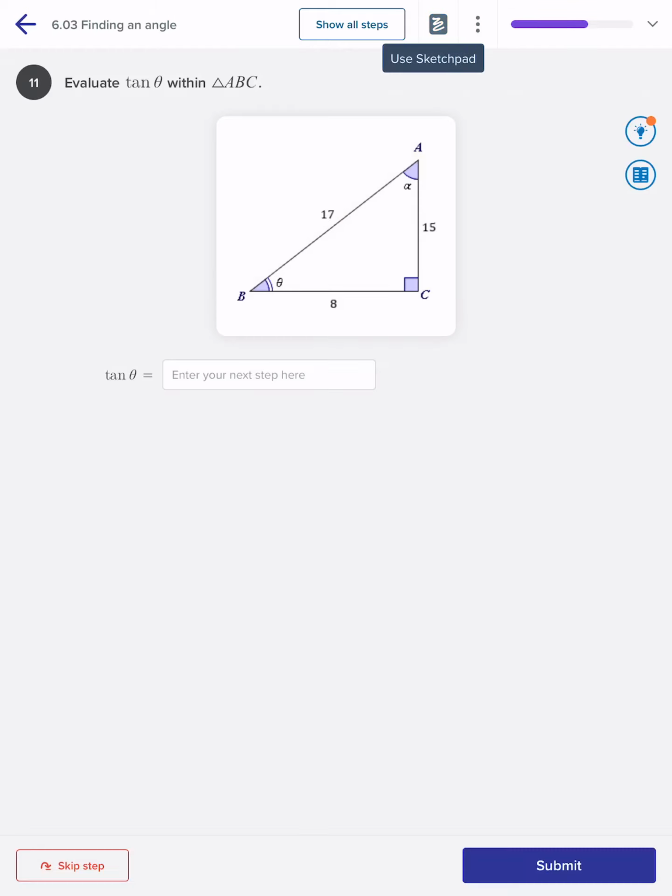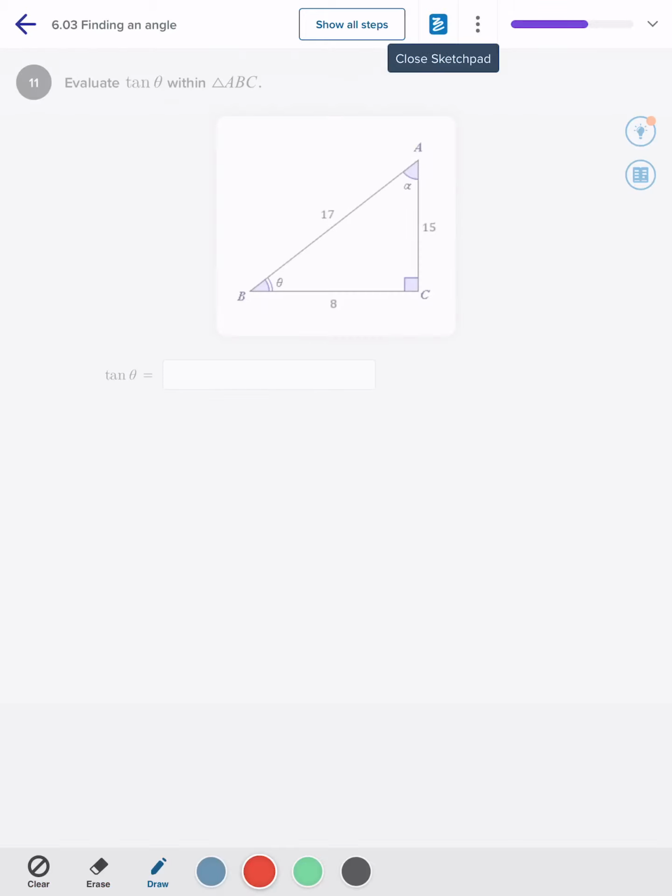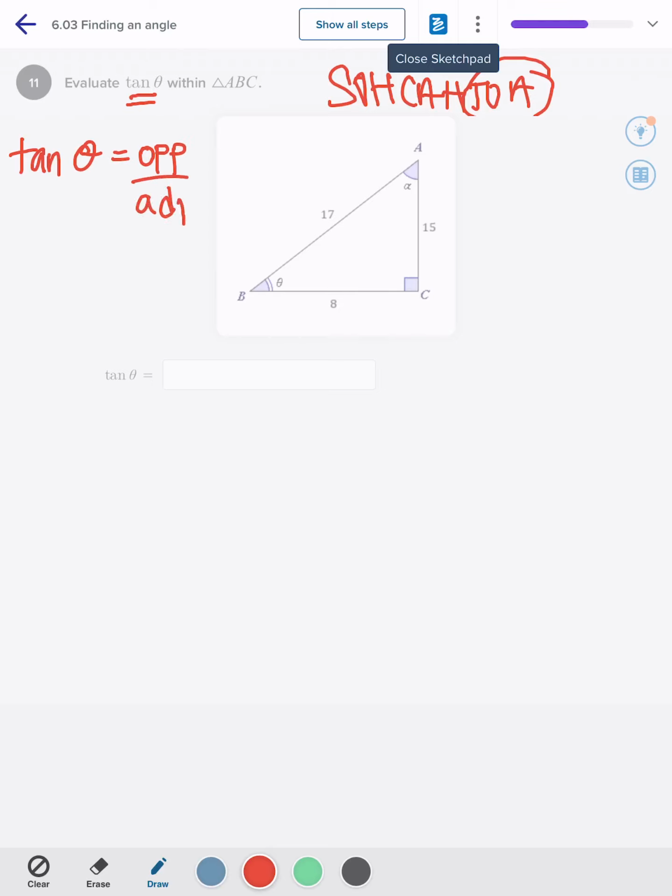In this example, we want to evaluate tan theta within the right angle triangle ABC. So we want to evaluate tan theta. We will use our mnemonic SOHCAHTOA, and you want to use the tangent ratio, which is tan theta equals opposite over adjacent.